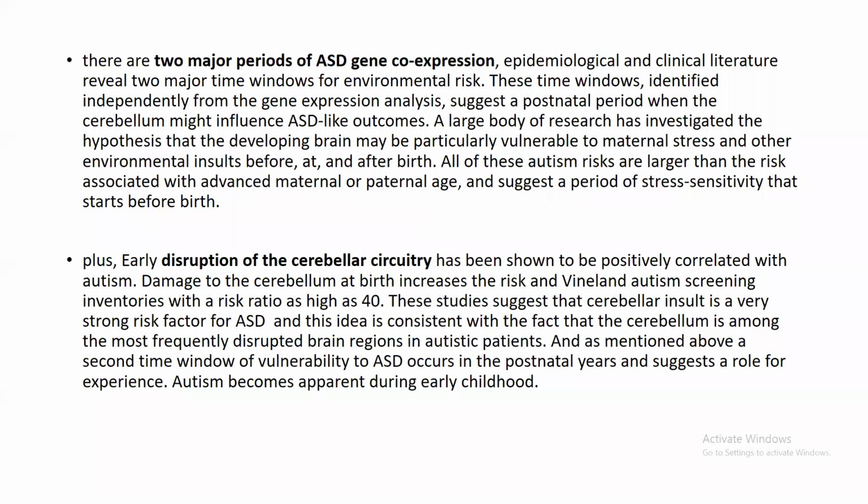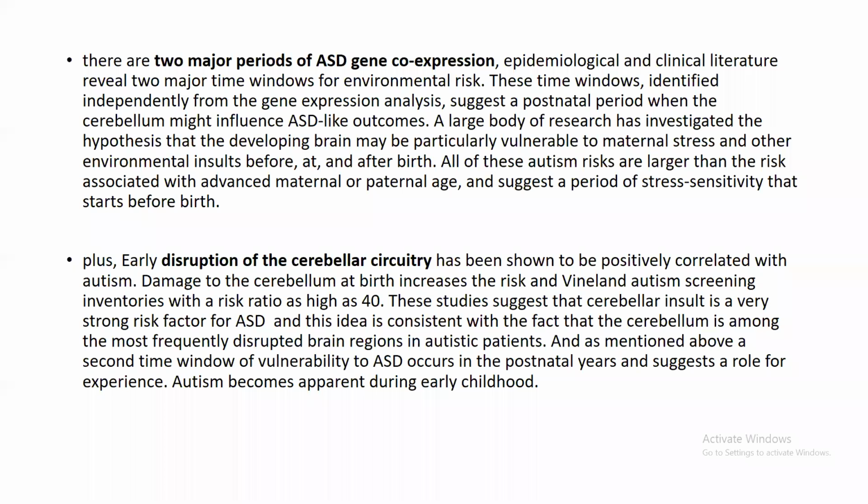There are two major periods of ASD gene co-expression. Epidemiological and clinical literature reveal two major time windows for environmental risk. These time windows, identified independently from the gene expression analysis, suggest a postnatal period when the cerebellum might influence ASD outcomes. A large body of research has investigated the hypothesis that the developing brain may be particularly vulnerable to maternal stress and other environmental insults before, at, and after birth.